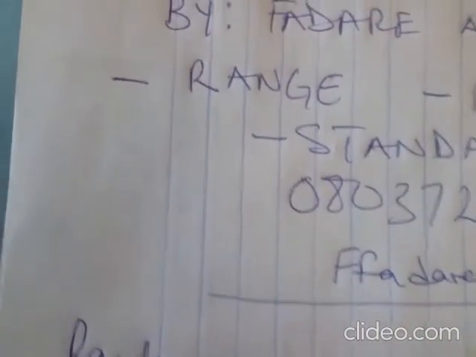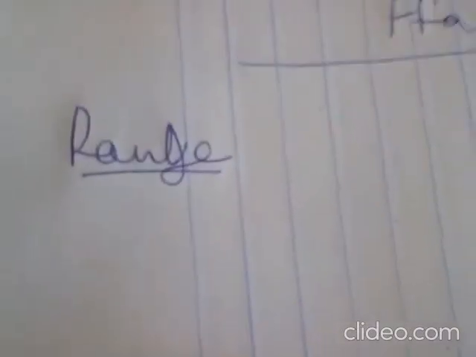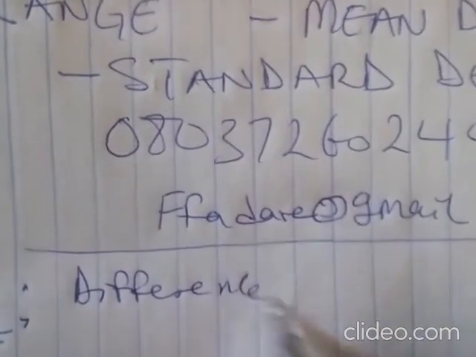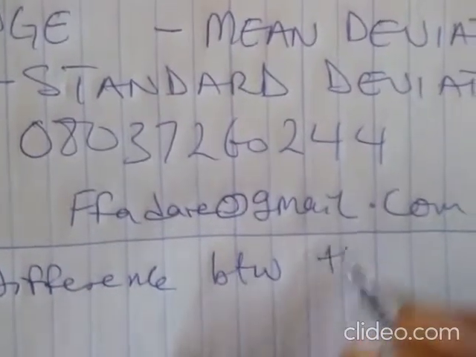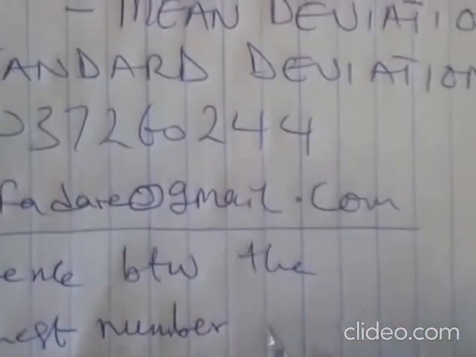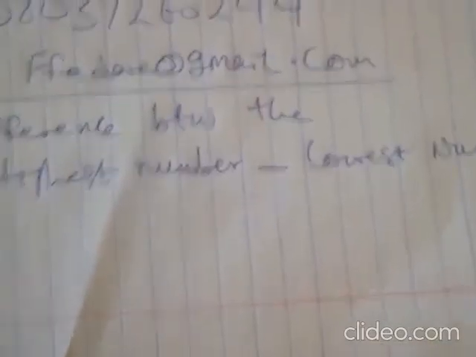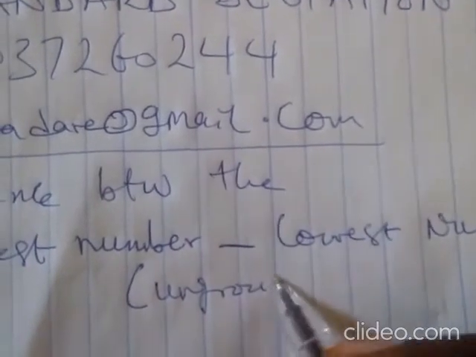Now, range. Please kindly don't mind my handwriting, it's just one of those things. Range. What do we understand by range? Generally, range is just the difference between the highest number and the lowest number. Highest minus lowest. But this is basically for ungrouped data.